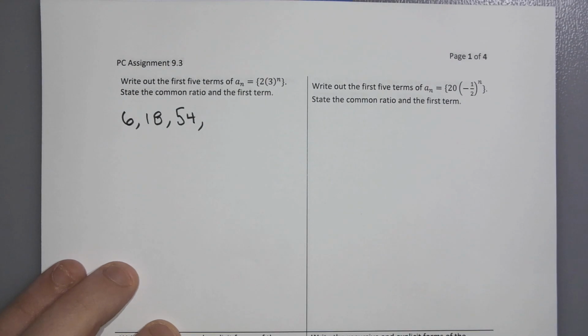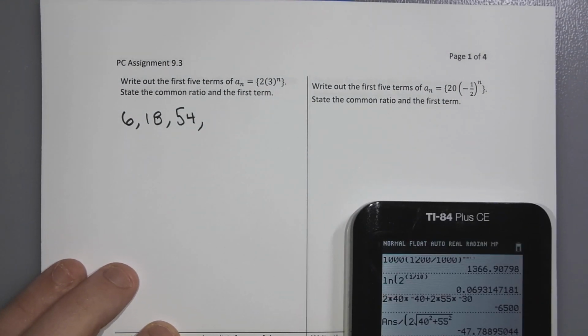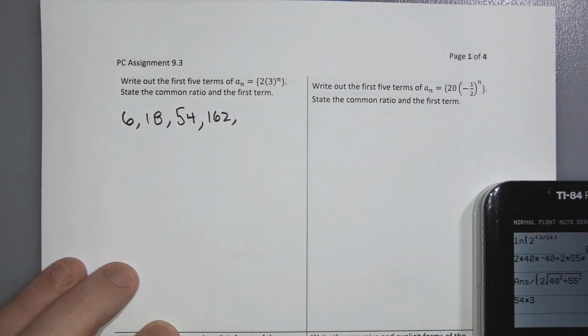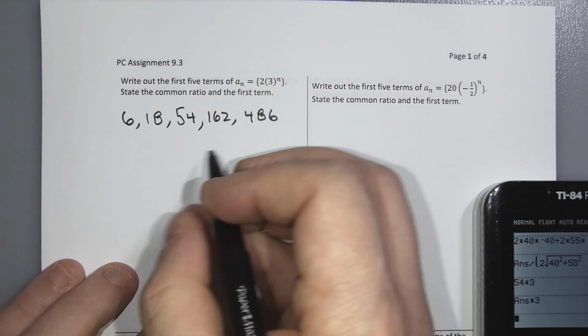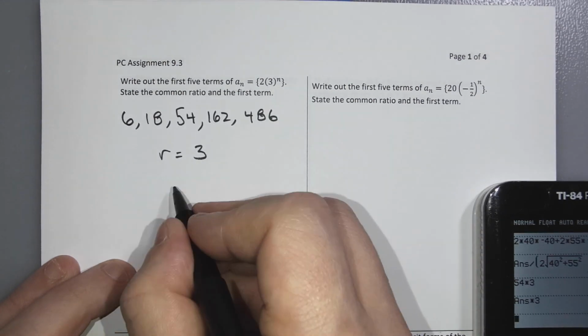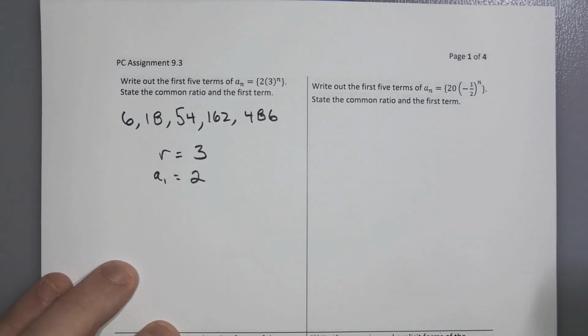54. In fact, I'll break out the calculator here because we are going to be allowed to do that this year. 162, and then multiply by 3 again, looks like 486. Notice that our common ratio is 3, that corresponds to this, and our first term was 2, corresponds to that.